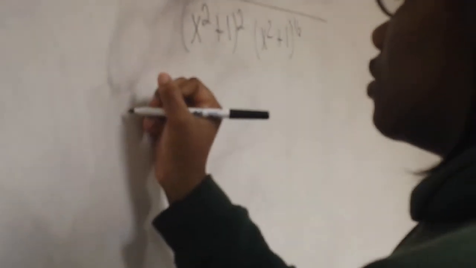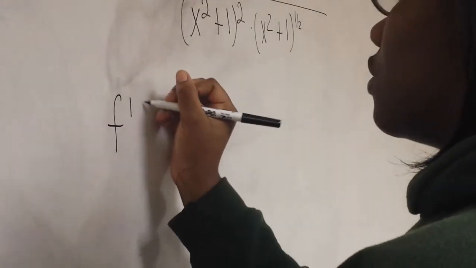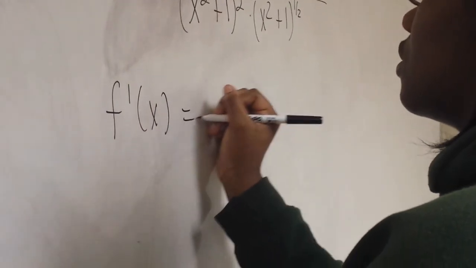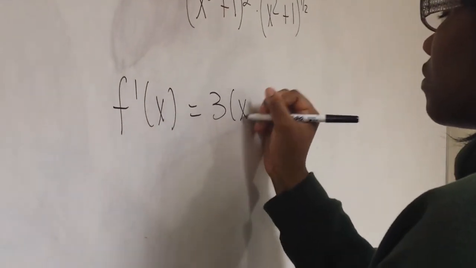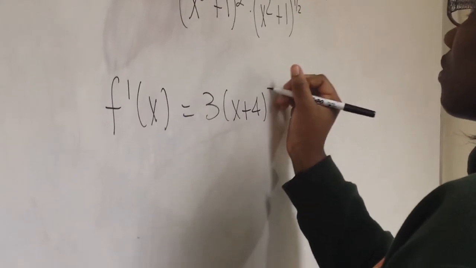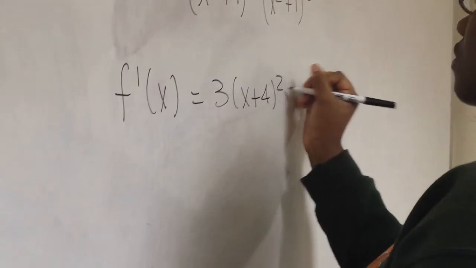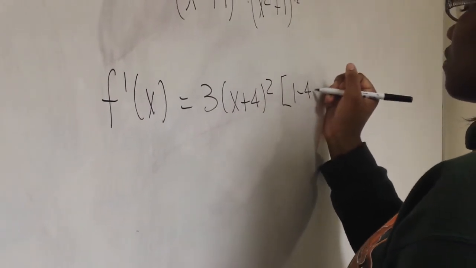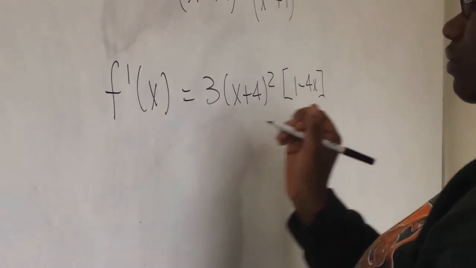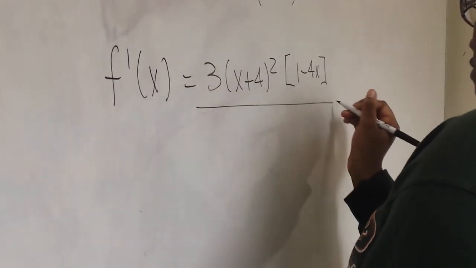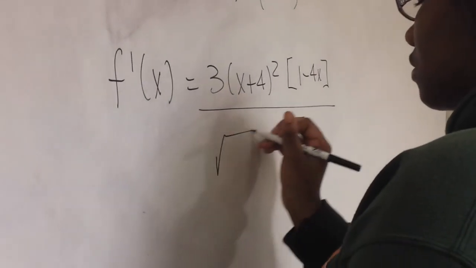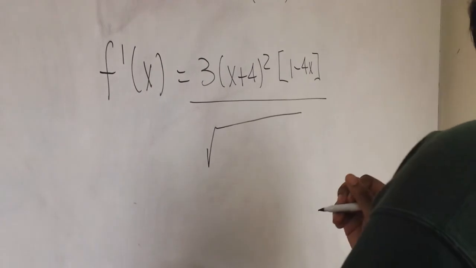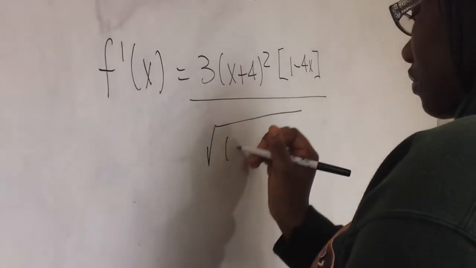And now for the final answer, we have 3 times x plus 4 squared times 1 minus 4x, all over the square root of x squared plus 1 to the 5.